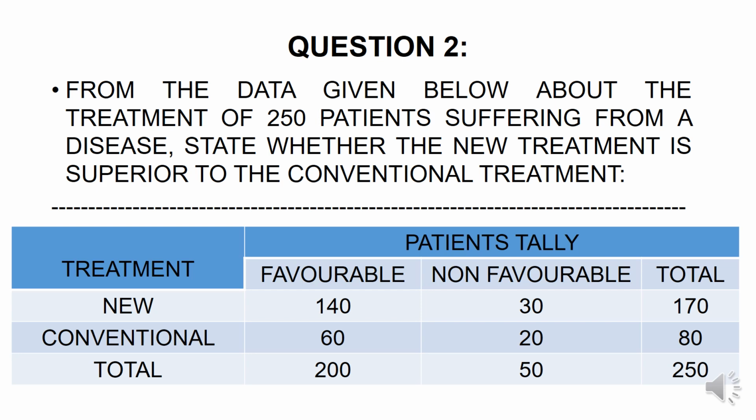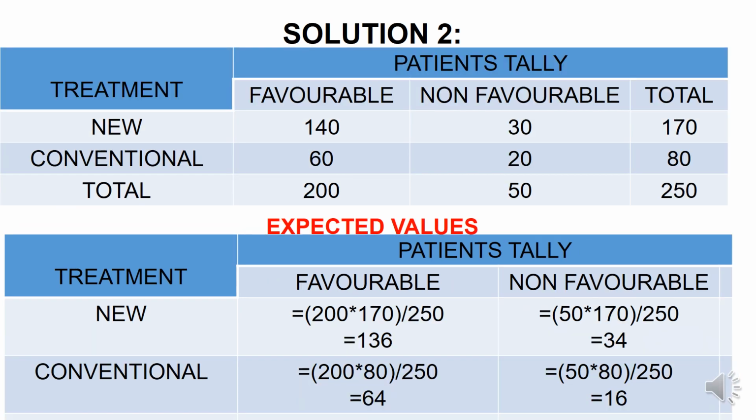Students, kindly note that this is the categorical data in the tabular form which is given to you, where patients are being classified with respect to the treatment, that is new and conventional. So in the initial step, we'll calculate the expected values. And students, for your reference, in general, the expected frequency of any cell can be calculated by the formula, that is the row total for the row containing the cell is multiplied with the column total for the column containing the cell. This product value is divided by the total number of observations.